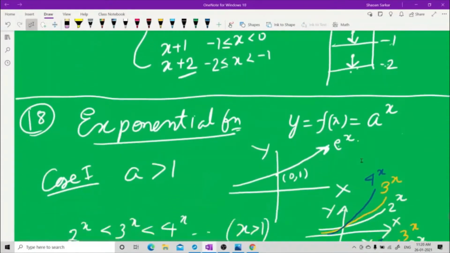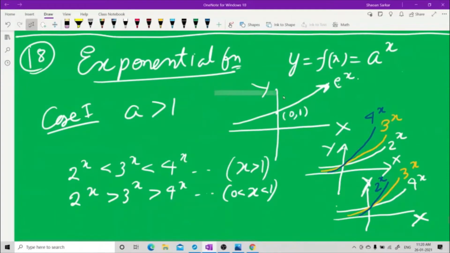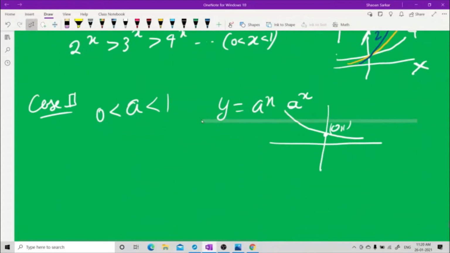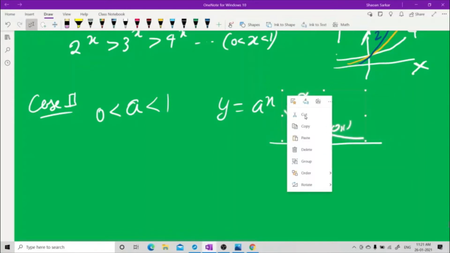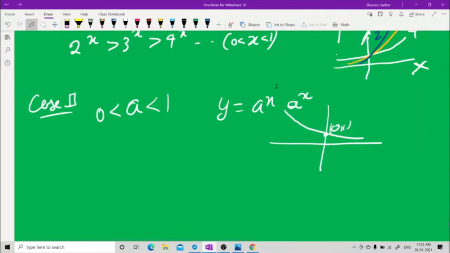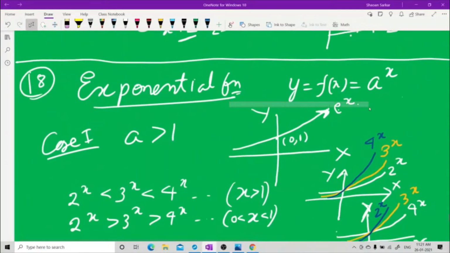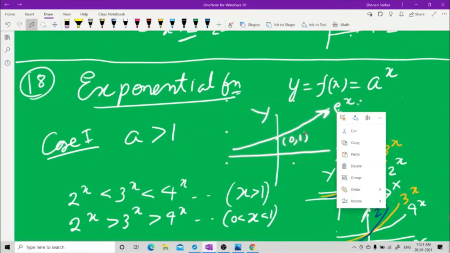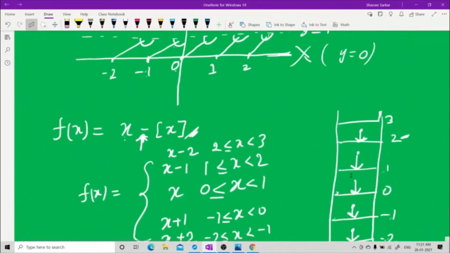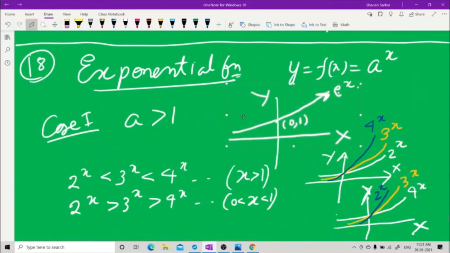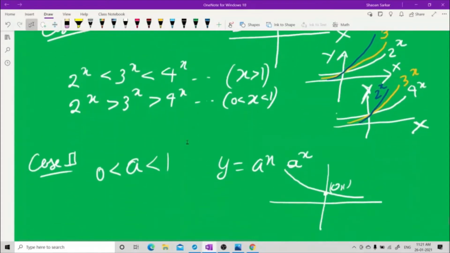You can see this. In this graph, e to the power of x is in this direction, whereas in the below graph, it is coming from this direction. It is going down from this side. This is the higher side and this is the lower side. Now if you see this one, this is the higher side and this is the lower side. This is what it is all about.